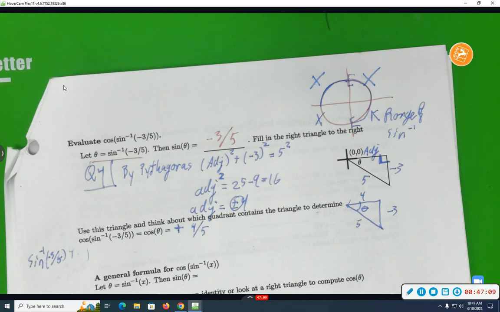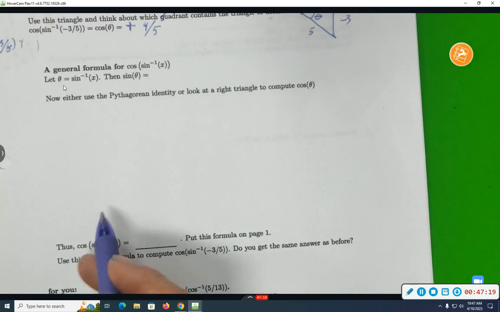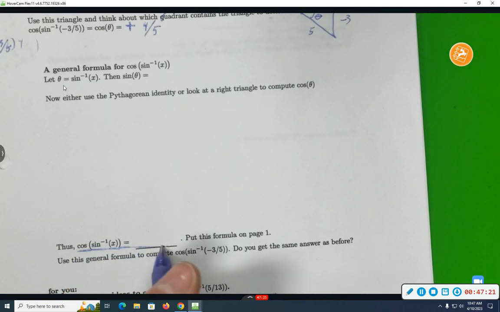Let's do it once for a general input with a variable x, and then we'll write down a few conclusions. So, let's try to get a formula for the cosine of the inverse sine of x. We'll see what we get. So here's the game we'll play.